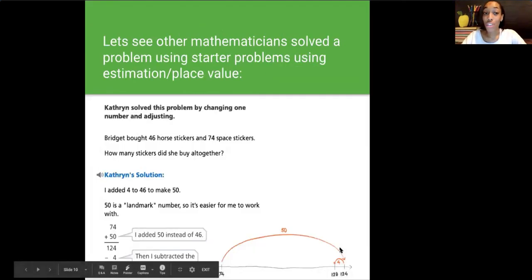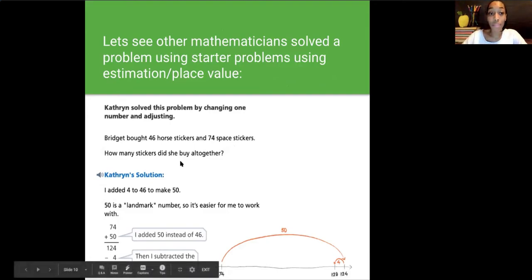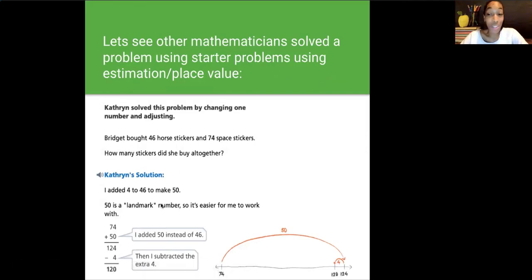Other mathematicians, like you, also use estimation and place value, but they also use making a friendly number for one of the add-ins to help them add. You can definitely do this also. For this problem, Catherine made 46 a friendly number, added it together, and just subtracted the 4 that she added on to make the friendly number. We do this all the time in number talks. That is another strategy you can definitely use.